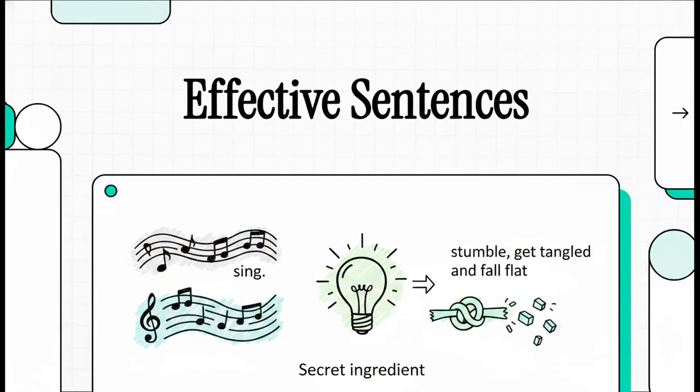I am absolutely thrilled you're here because today, well, we're talking about something we literally all do every single day, and that's writing sentences. Whether you're drafting a really critical work email, putting the finishing touches on a term paper, or just firing off a quick message to a colleague on Slack, you've probably noticed something. Some sentences just effortlessly sing, right? While others, they just kind of stumble, get totally tangled up and fall flat. So why is that? What's the secret ingredient there? Let's figure it out together.